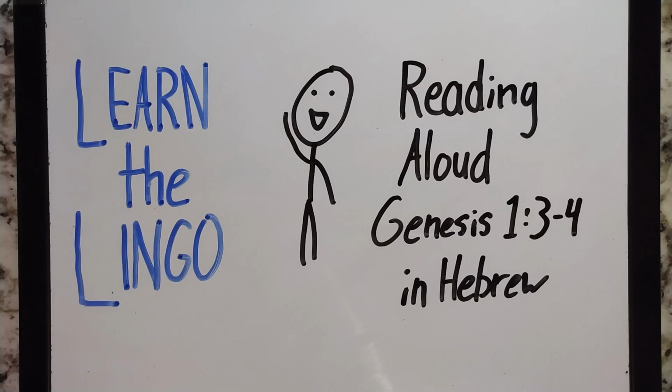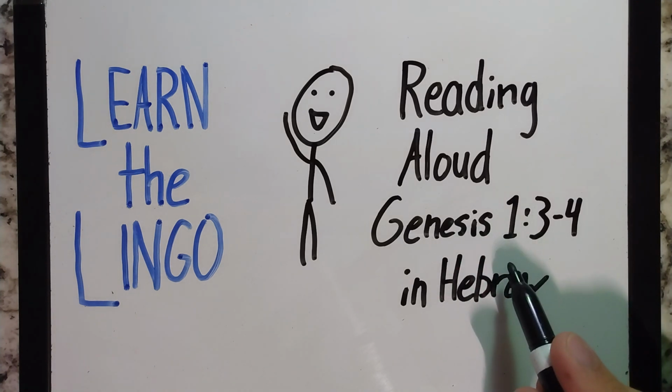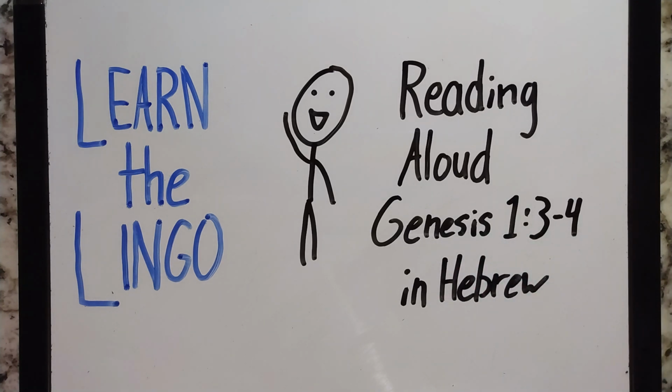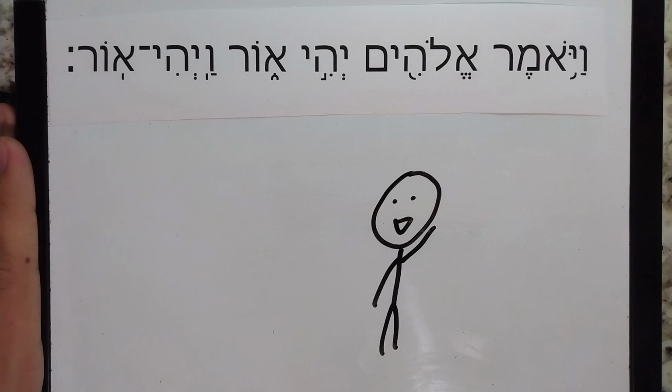My name is Matthew, and welcome back to our series in which we are practicing Hebrew phonics by reading aloud verses of the Bible in Hebrew. Today we are going to read Genesis chapter 1, verses 3 and 4 in Hebrew. Let's start with verse 3.